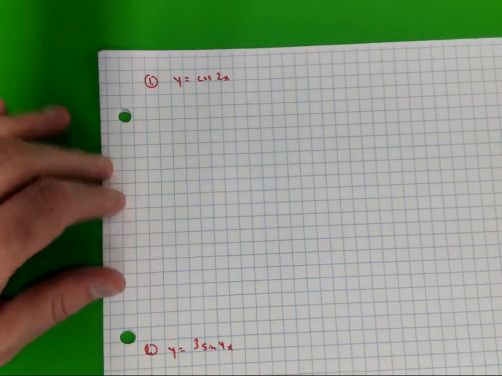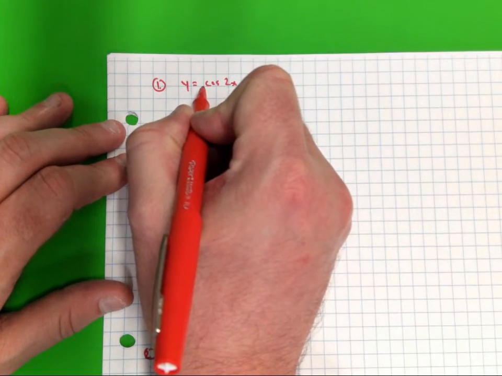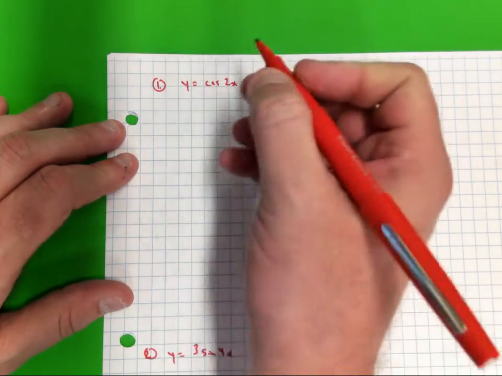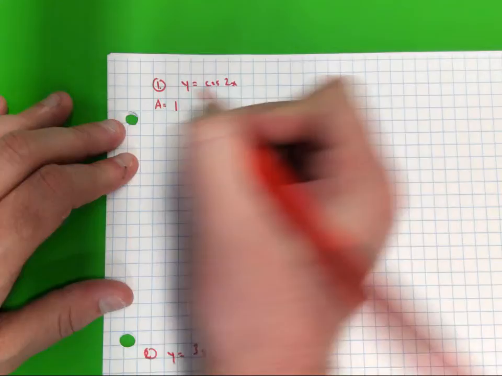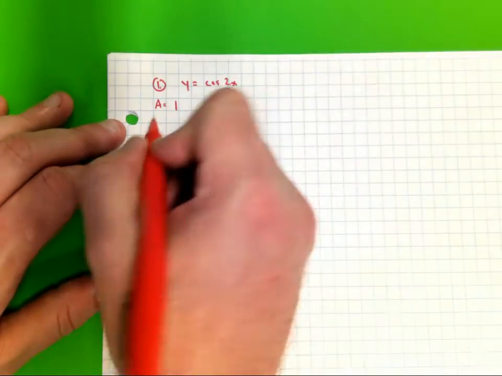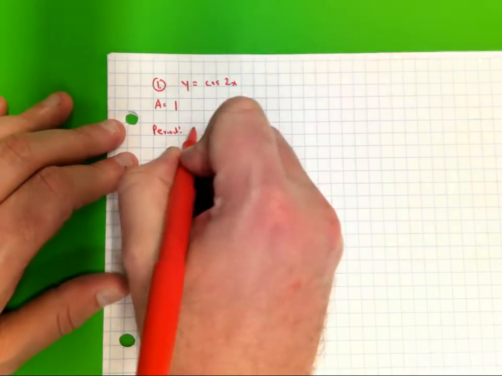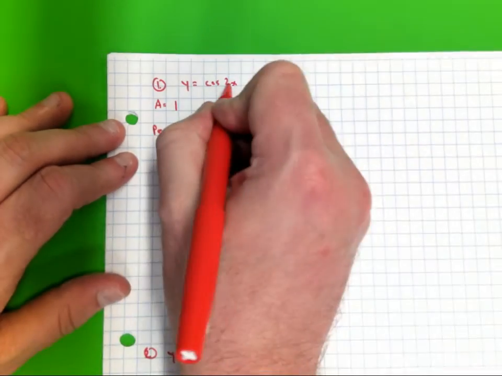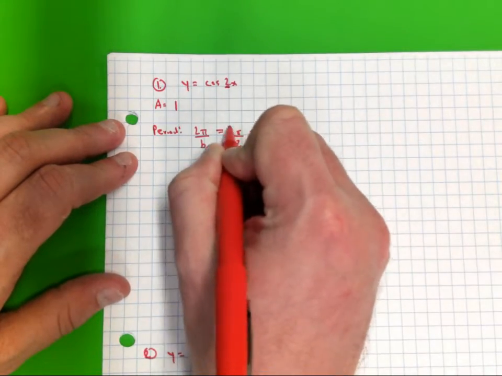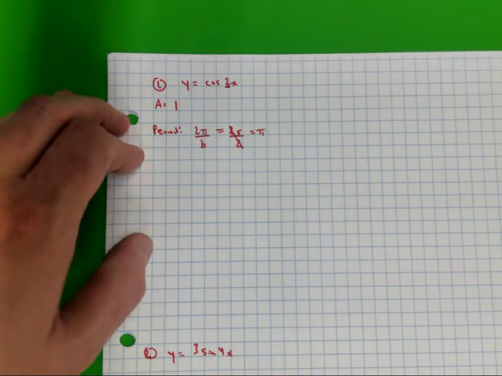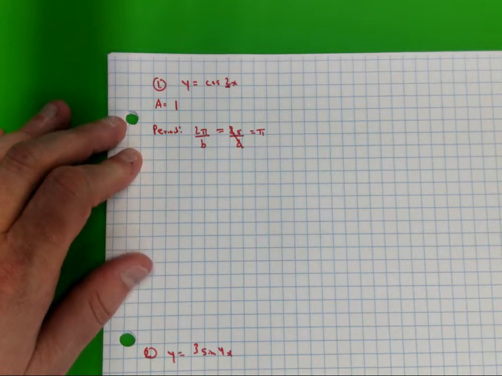Alright, on number 1, the first thing we do is find our amplitude. Our amplitude is the number in front of your cosine. Okay, that is a 1, so the absolute value of 1 is 1. Now I'm going to find my period. It's 2 pi over b. Well, here's my b value in front of my x. That's going to be 2 pi over 2, which equals pi. So the distance it takes to complete one cycle in this particular trig function is a distance of pi.